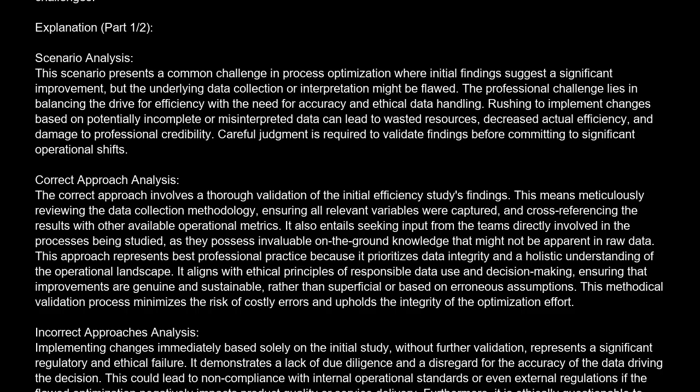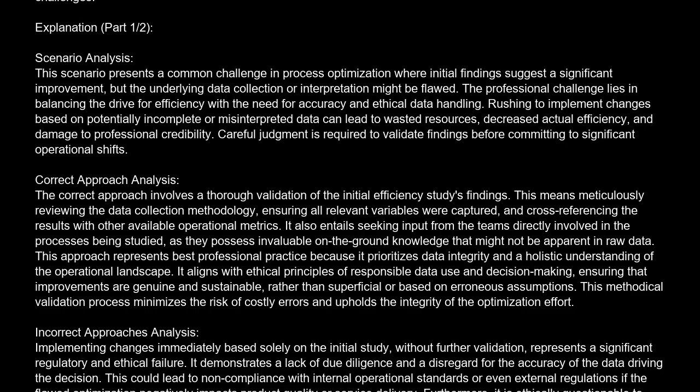Correct approach analysis. The correct approach involves a thorough validation of the initial efficiency study's findings. This means meticulously reviewing the data collection methodology, ensuring all relevant variables were captured, and cross-referencing the results with other available operational metrics. It also entails seeking input from the teams directly involved in the processes being studied, as they possess invaluable on-the-ground knowledge that might not be apparent in raw data.